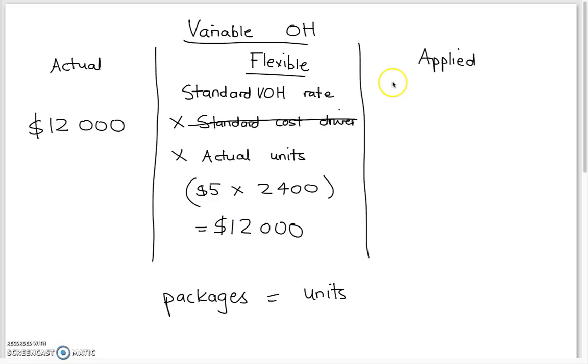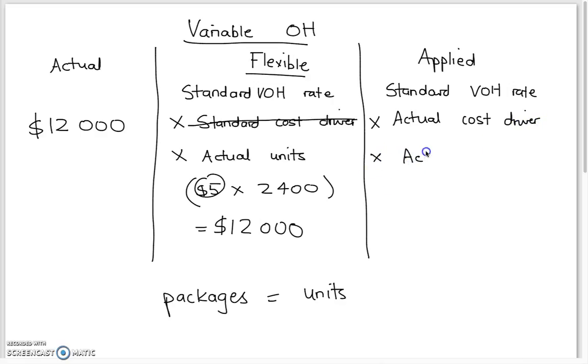So applied, the formula for applied is this. You take your standard rate again, so your standard variable overhead rate, which is $5 in this case, and then you multiply it by your actual cost driver, and then multiply it by your actual units. All right, guys, so again, since we don't have a cost driver, both standard or actual, we cross this out. So your cost driver and your units are the same thing.